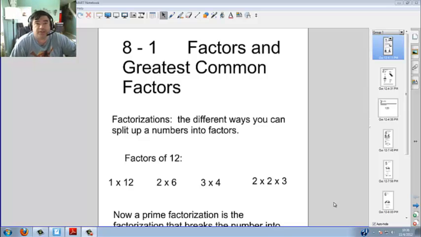Today, 8-1, factors and greatest common factors. Why more intriguing than this optical illusion?